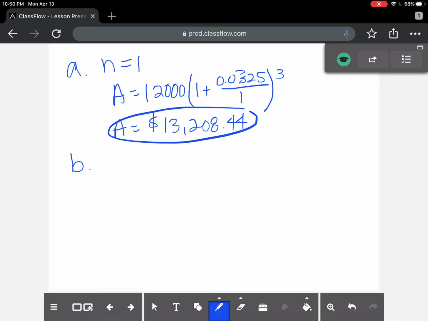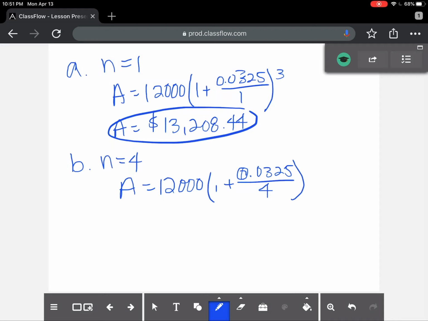Okay, B, if you're to compound quarterly. Okay, there are 4 quarters in a year. There are 4 seasons in a year. So N is equal to 4, if it's compounded quarterly. So we've got A equals 12,000 times 1 plus 0.0325 over 4, raised to the 12th power, because 3 years times N, which is 4, is 12.